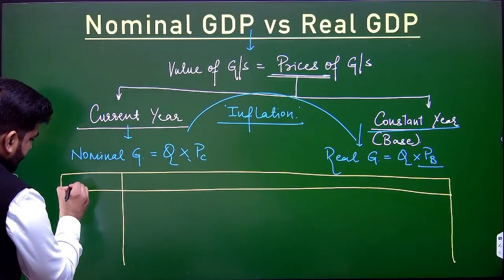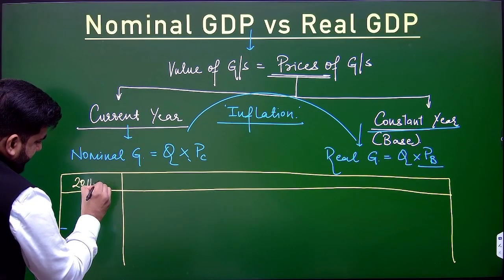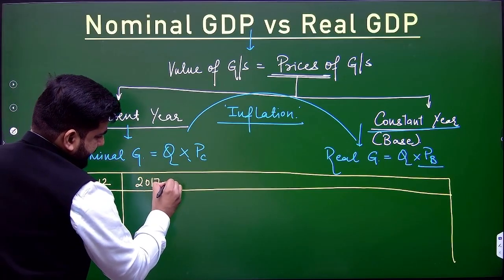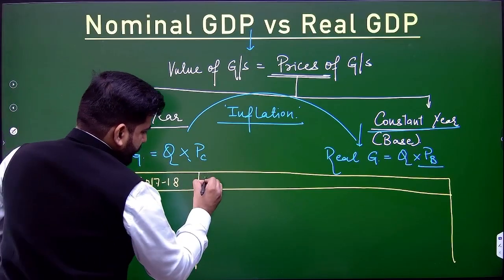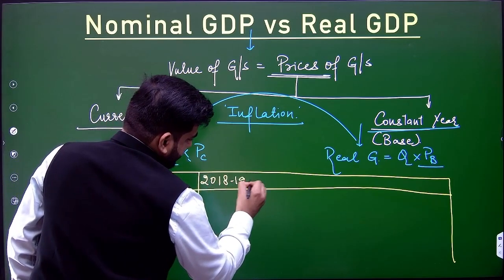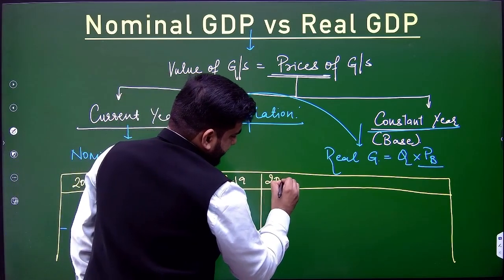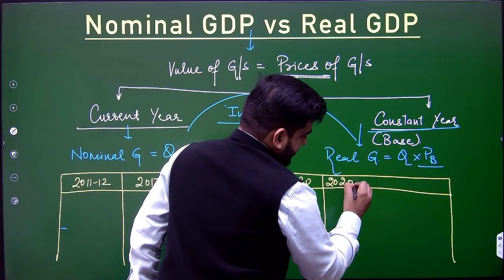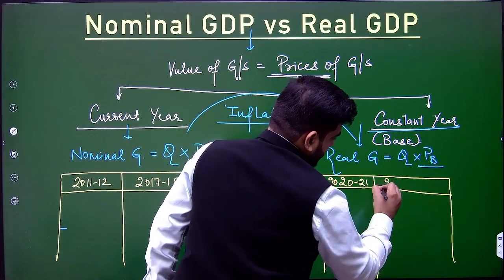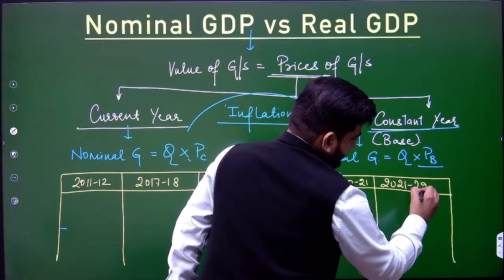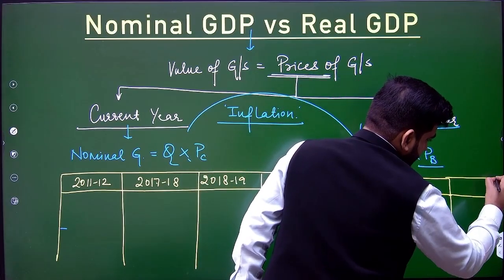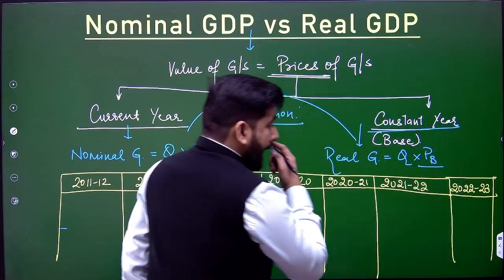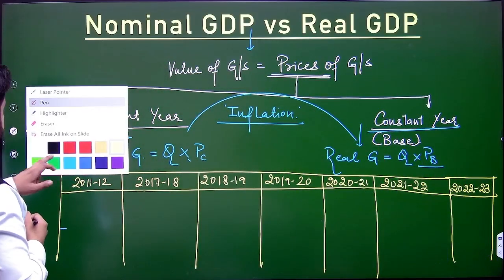Let us see, this is some base year. So base year we have taken it, suppose 2011-12. Then we have taken 2017-18, 2018-19, 2019-20, 2020-21, 2021-22, 2022-23. Clear?